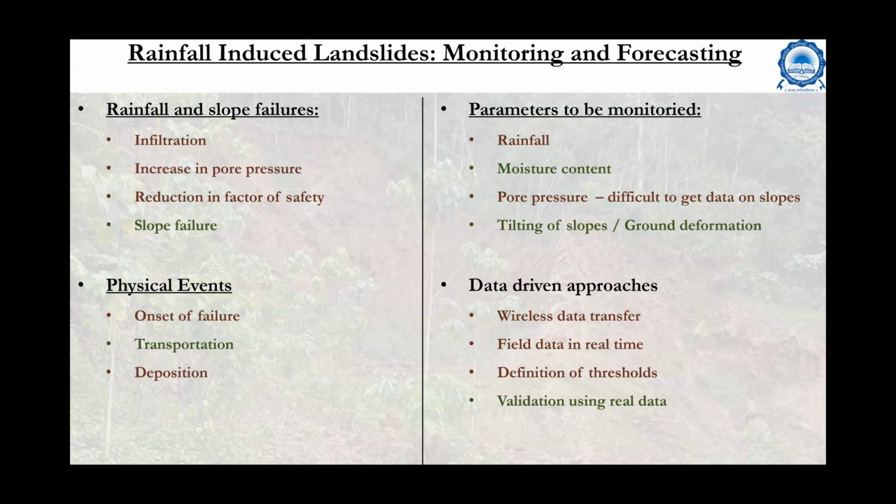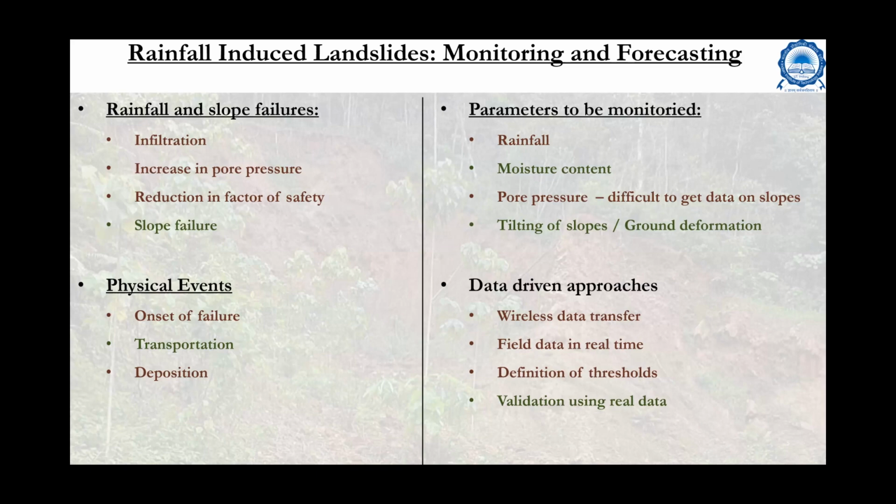For rainfall-induced or slow failures, as I said, I'm focusing this presentation only on rainfall-induced landslides. The basic thing is increasing pore pressures, which can reduce the factor of safety of the slope, and then eventually the slope may fail. So what parameters should be monitored in the slope? As I said, pore pressure is not easy to monitor because you need a lot of sensitive instrumentation, and of course monitoring itself is a very expensive part. So how to do that for a larger area?